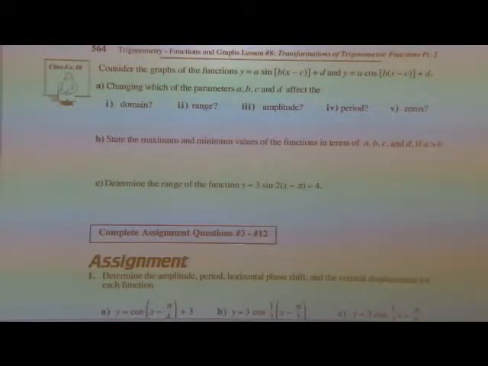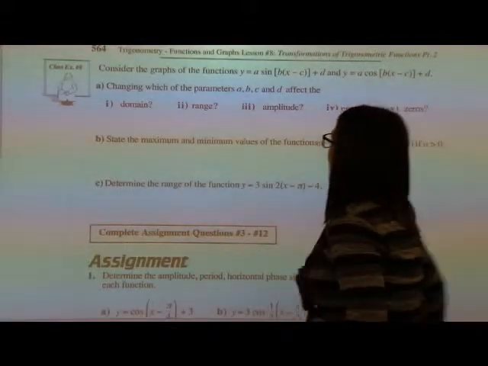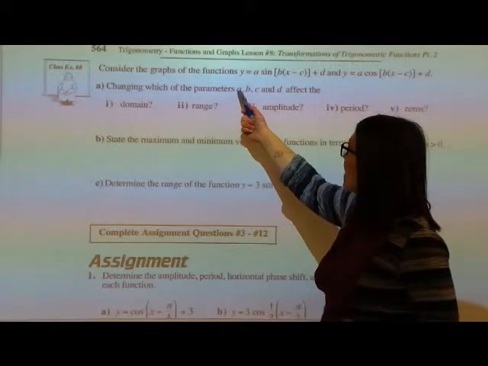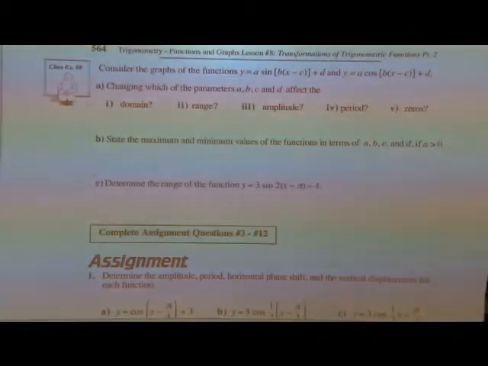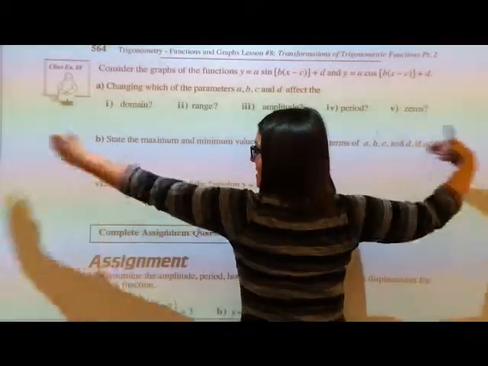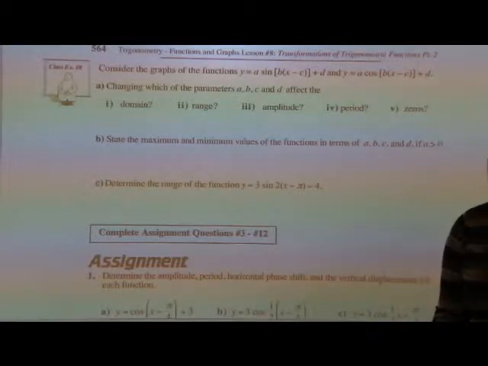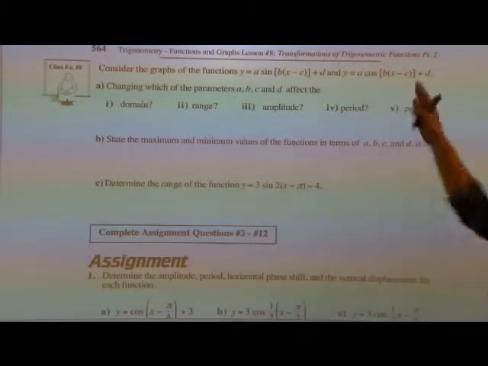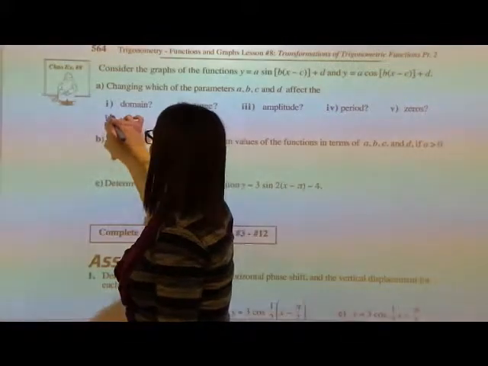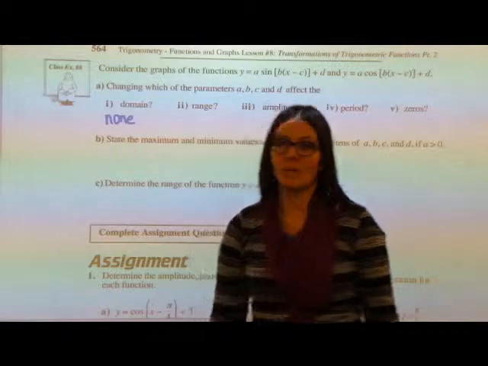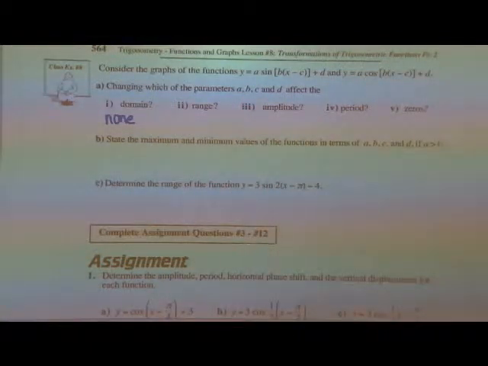If I consider these two sinusoidal graphs, what of A, B, C, or D would change the domain of the graph? Do any of them affect the amount of space it takes up horizontally? Or do they just continue on and on and on? There is no change in the domain. Changing A, B, C, or D will leave the domain alone.